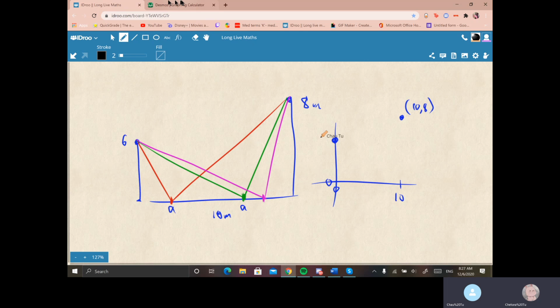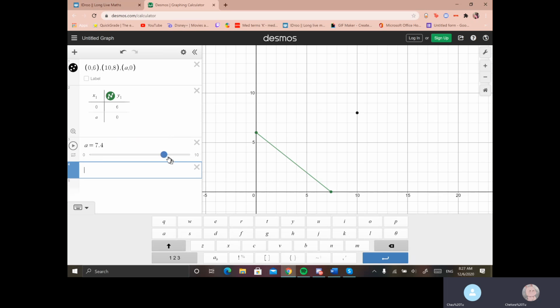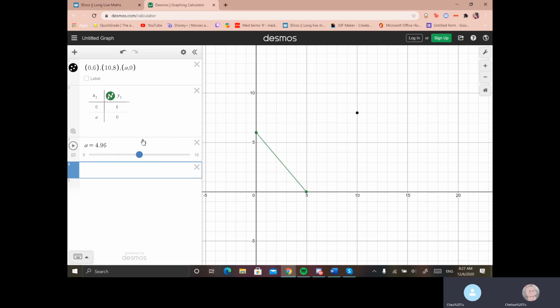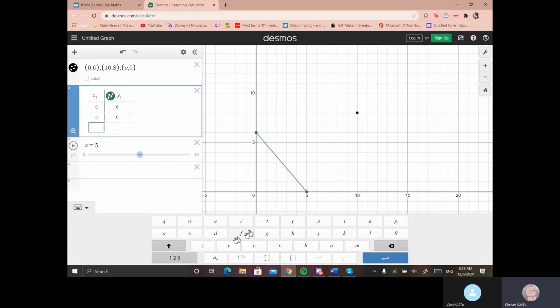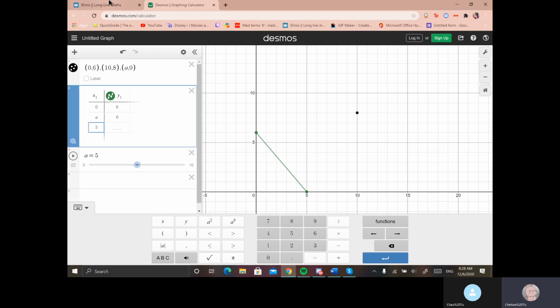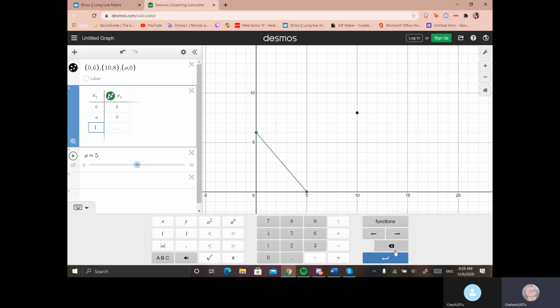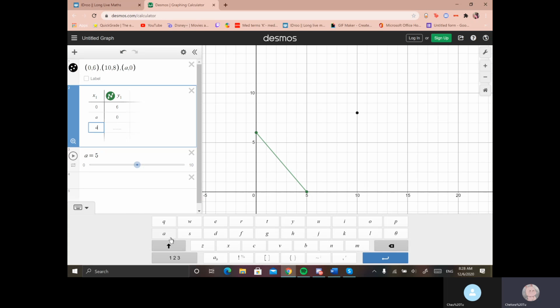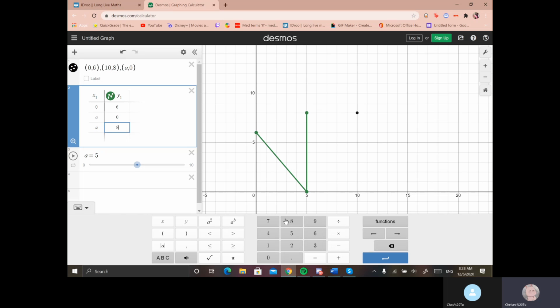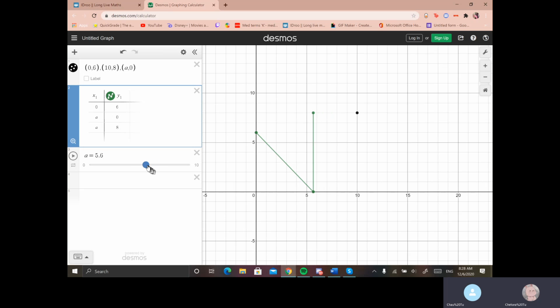Test it. Slide it back and forth, just to make sure it works. Yeah, looking good. Now, what's going on now? Slide it back and forth. What's going on?